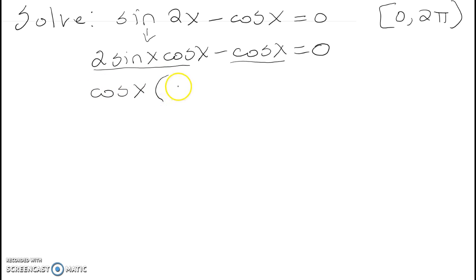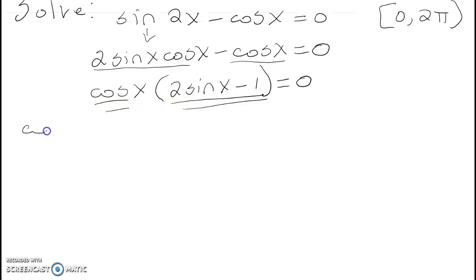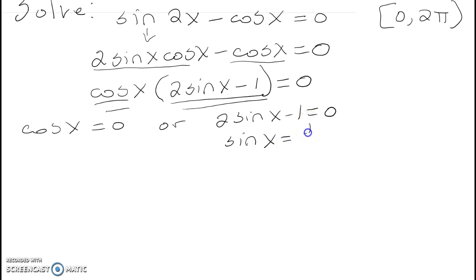which will leave us with 2 sine x minus 1 is equal to 0. Here we can apply the zero product property and let each factor equal 0. So we get cosine x is equal to 0 or 2 sine x minus 1 is equal to 0. Solving this one for an isolated sine x, we get sine x is equal to positive 1/2. So we've isolated cosine x and sine x.